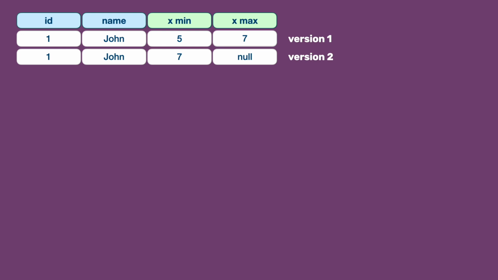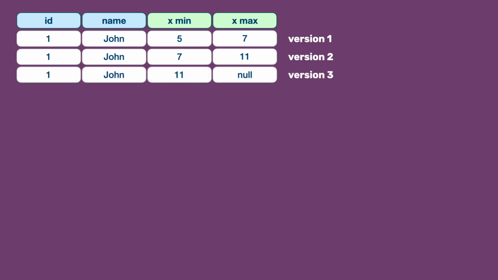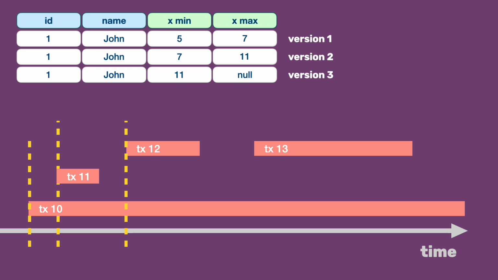If later transaction 11 updates the row again, the same thing happens. The current version gets its xmax set to 11, and a new version is inserted with xmin equal to 11. At this point, you might think that PostgreSQL could immediately remove the old versions using vacuum, but it's not that simple. To understand why, we need to take a closer look at transaction snapshots.